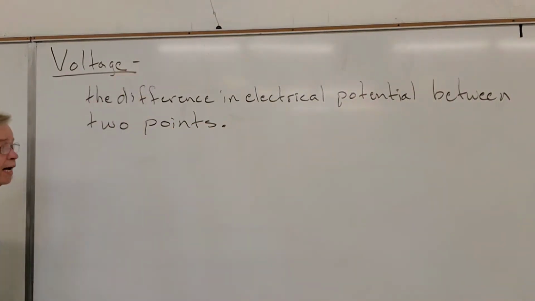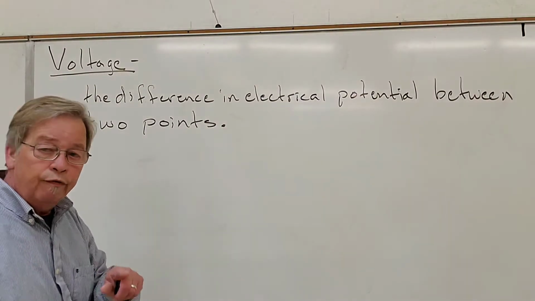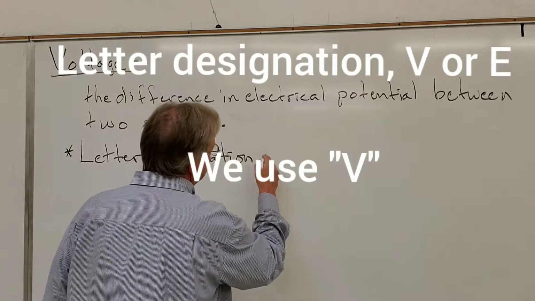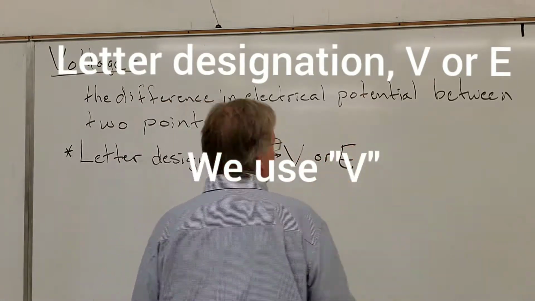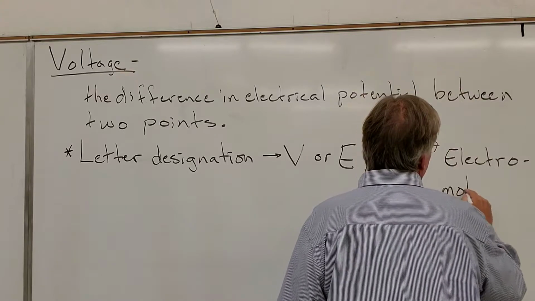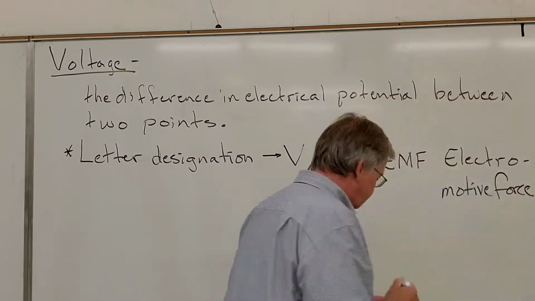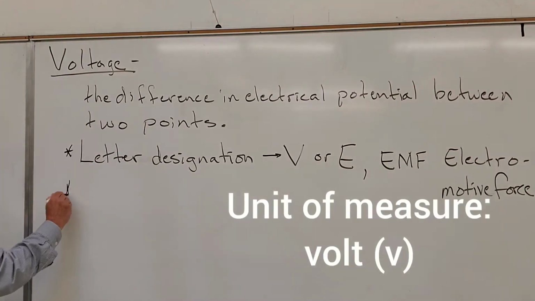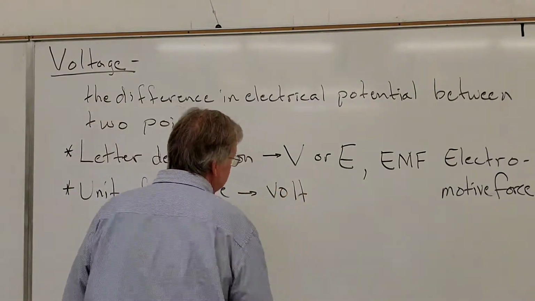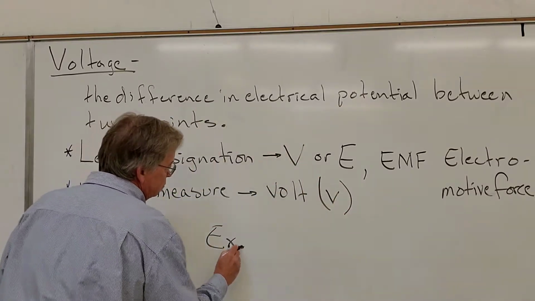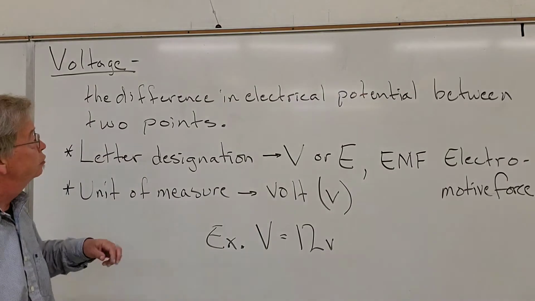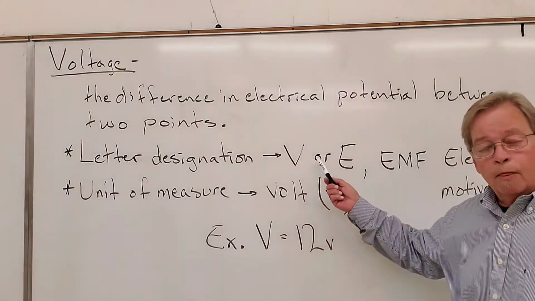So voltage is defined as the difference in electrical potential between 2 points. The letter designation for voltage is V, or sometimes you'll see it referred to as E.